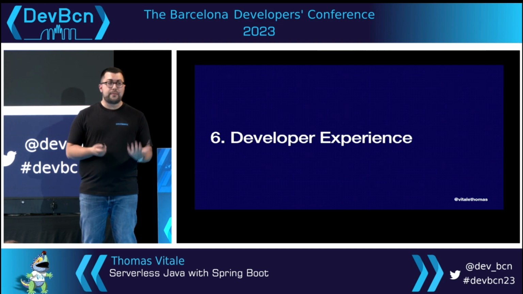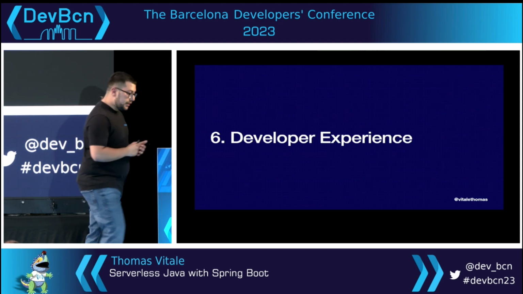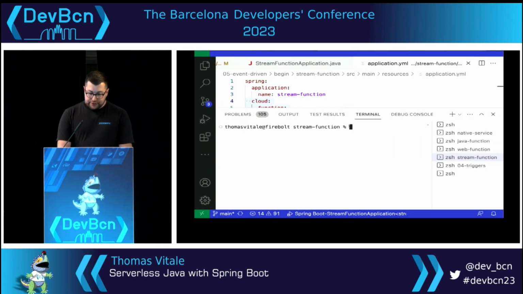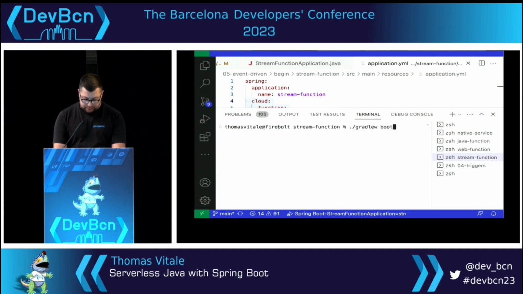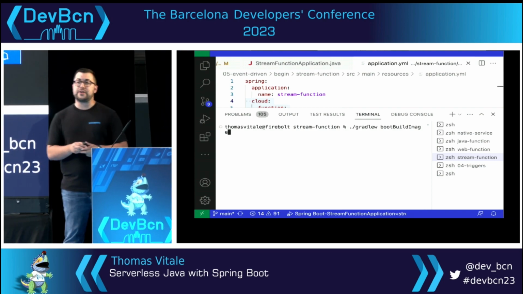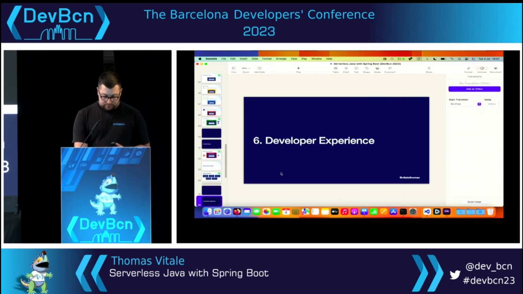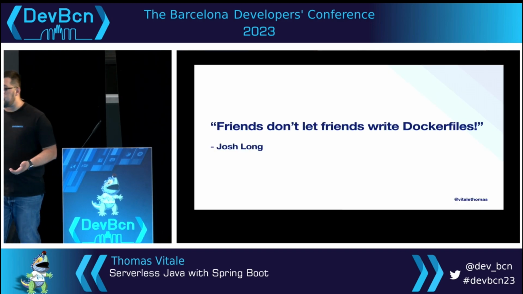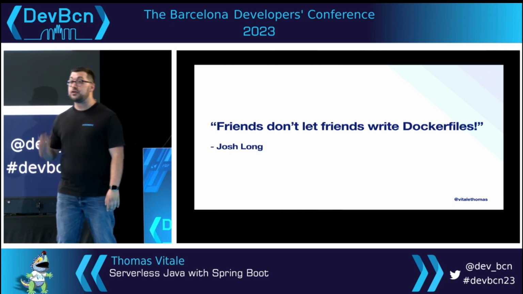The first one is how I build container images. Because I showed an example with container images, and if you check my project, I have no Dockerfile. What I did was running a task from Gradle called bootBuildImage, and automatically I obtained a container image. So what's going on there is that, to quote Josh Long, friends don't let friends write Dockerfiles.